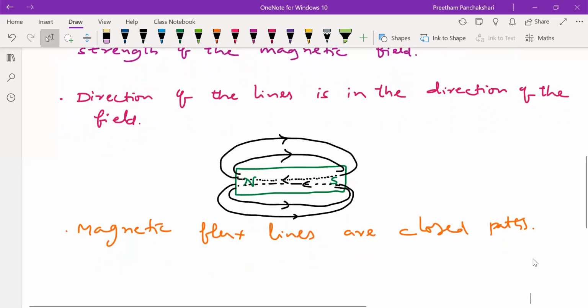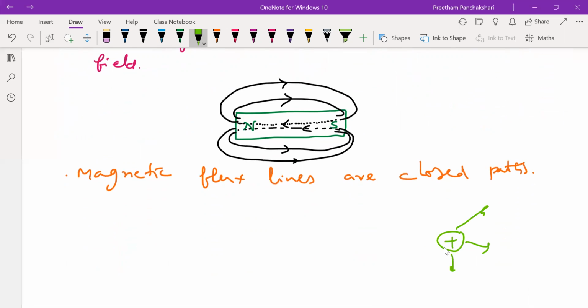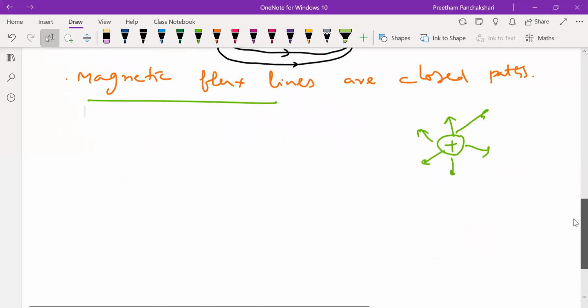At the same time, if you recall the electric flux lines, they are not closed paths. They originate at positive charge and terminate at negative charge. If negative charge is not there, the electric flux from positive charge keeps moving towards infinity. They do not form any closed paths, whereas magnetic flux lines are always closed paths.